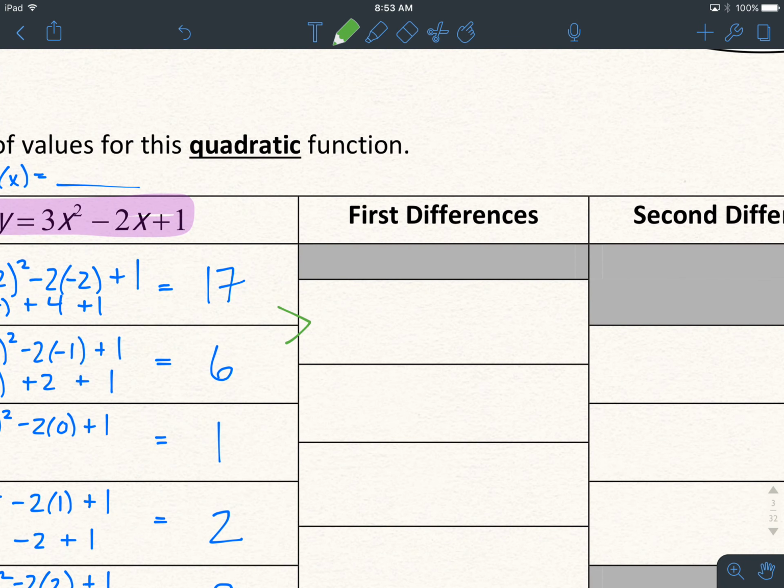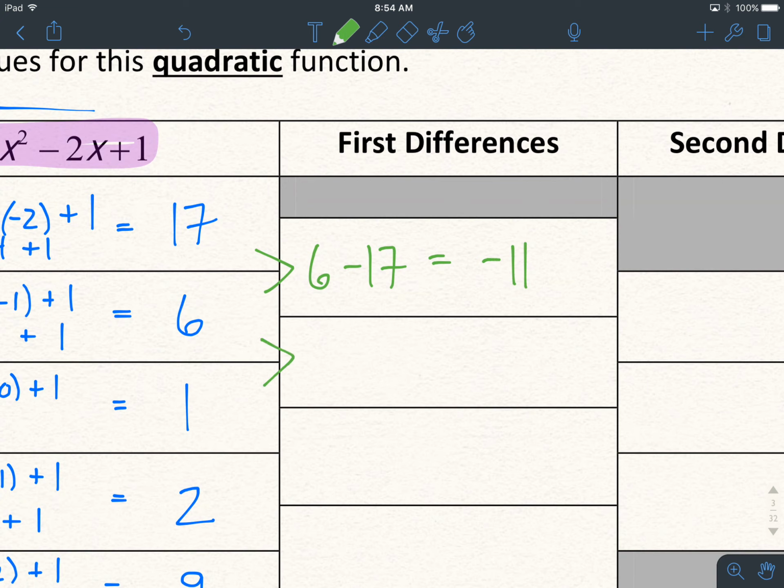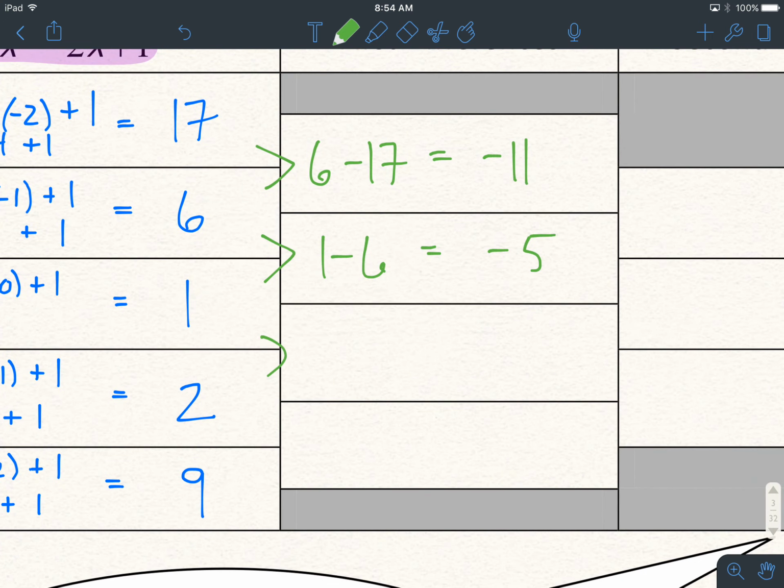We have 6 minus 17. Again, I'm using the value lower down in the table, subtracting the value higher up. Doesn't matter what those numbers are. It's always the value lower down in the table or further along in the function. So 6 minus 17 gives us negative 11. Next down the line, we have 1 minus 6, which gives us negative 5. And we have 2 minus 1, which gives us 1. And we have 9 minus 2, which gives us 7.